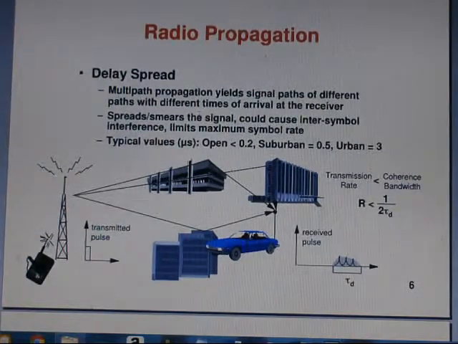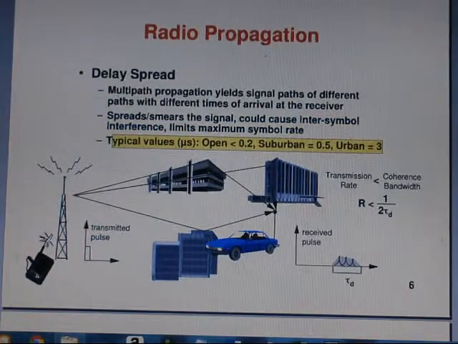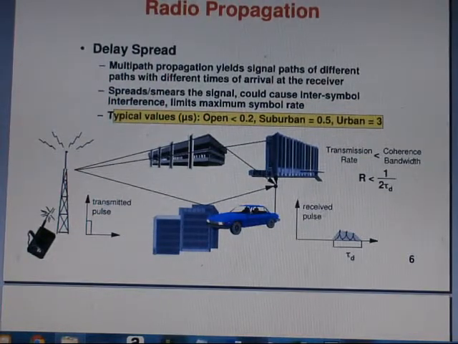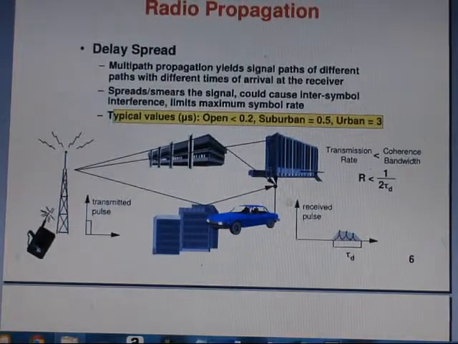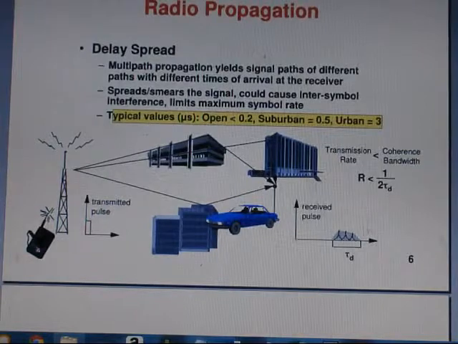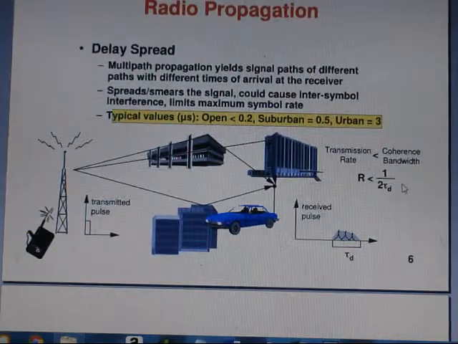Separate and delayed signals could cause inter-symbol interference and limit the maximum symbol rate. So this is how the signal impairments can happen: inter-symbol interference and limited maximum symbol rate. Typical values can be written down in this equation. The signals come from this antenna, pass through, and hit the buildings, where they change direction like this. Therefore the received path and the distance will change according to this equation. The transmission rate and the coherence bandwidth are related by this equation.